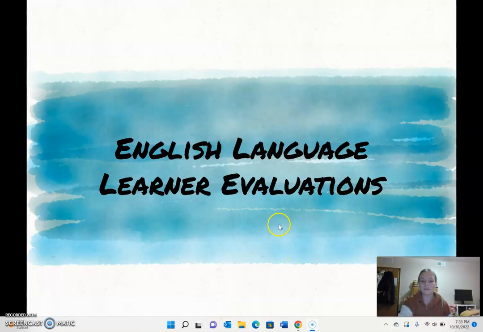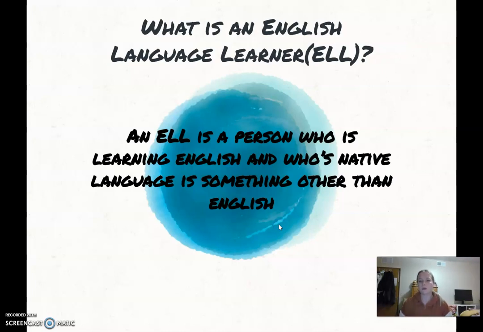So, to start off, what is an English language learner? It's also known as an ELL. A lot in our textbook, that's what they refer to it as. An ELL is a person who is learning English and whose native language is something other than English. So this could be a foreign exchange student, or someone who speaks Spanish or French at home, or even sign language. It's just someone whose main dominant language is not standard English.